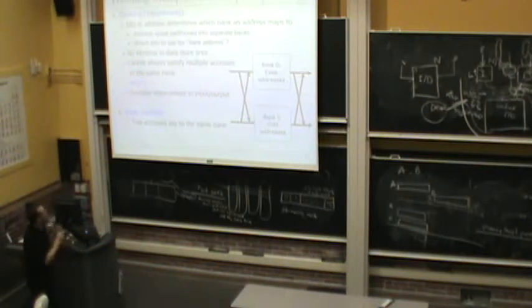Okay, so bank conflict, I've already defined it. Two accesses are to the same bank. How can these be reduced? I'll let you think about this.